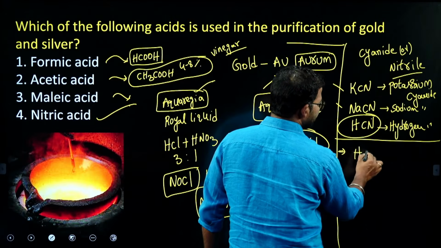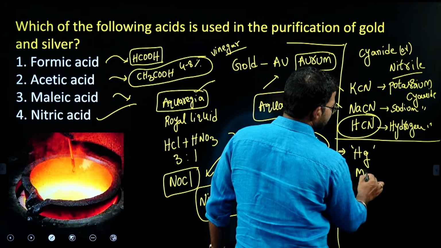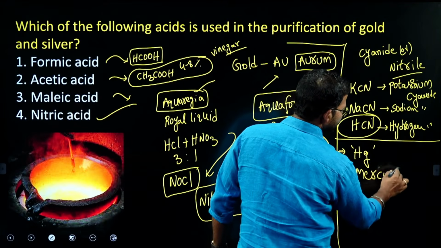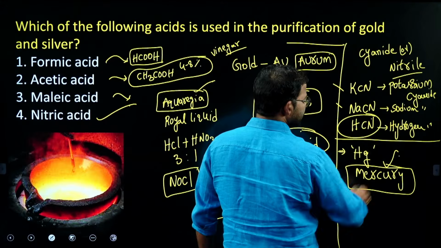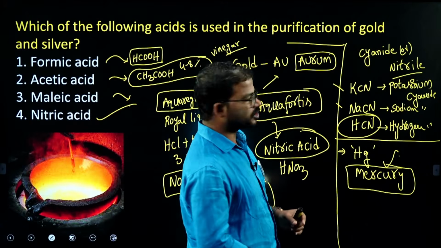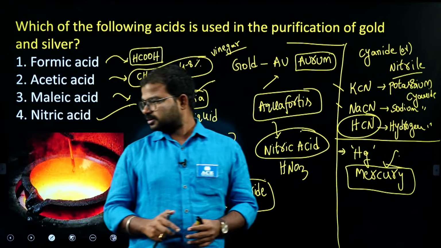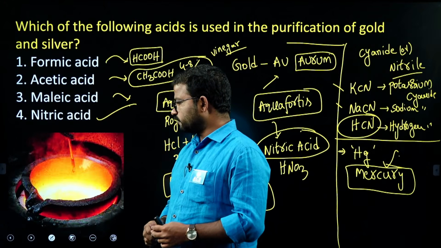Okay, next, here one more metal is there. That is nothing but mercury, hydrargyrum. So here the concept is, when mercury reacts with gold, what do we get?